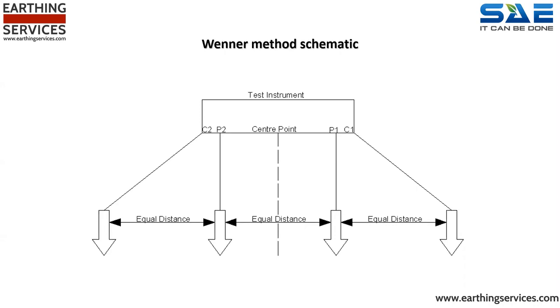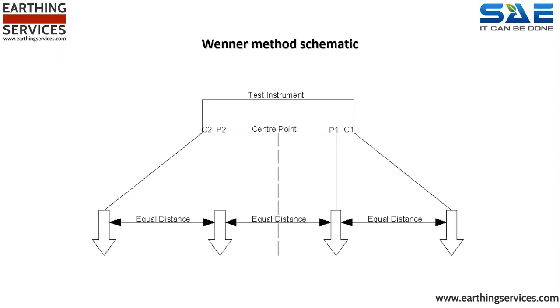Therefore, working left to right, we see C2 being current probe 2 paired with P2 being potential probe 2. On the other side, we see P1 being potential probe 1 and C1 being current probe 1. The current probes are the point where electrical current will be injected into the ground, and the potential probes will measure the voltage loss for that given activation of the test instrument.